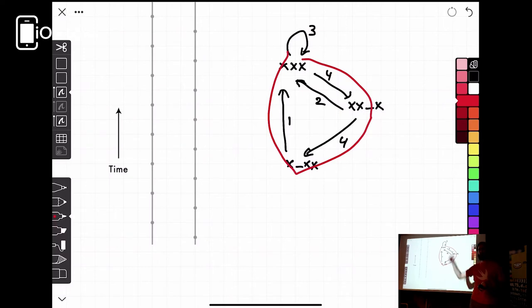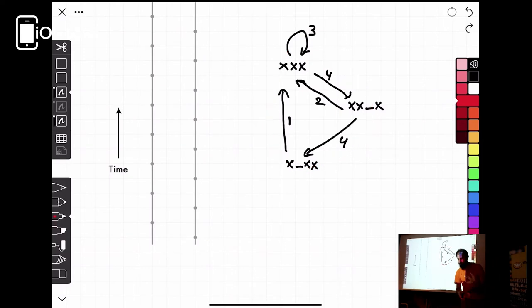4, 4, 1, that we can keep going around. And that's going to be 4, medium, same side, 4 on the other side, and then a 1. Remember, the hands alternate. 4, 4, 1. 4, 4, 1.